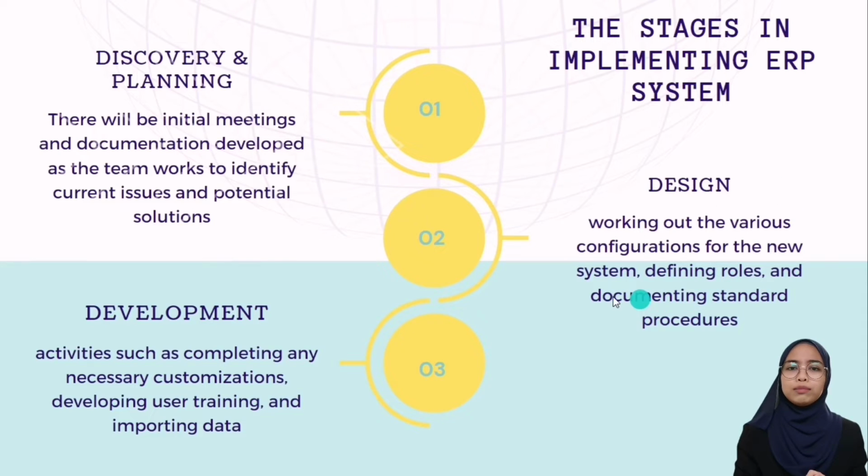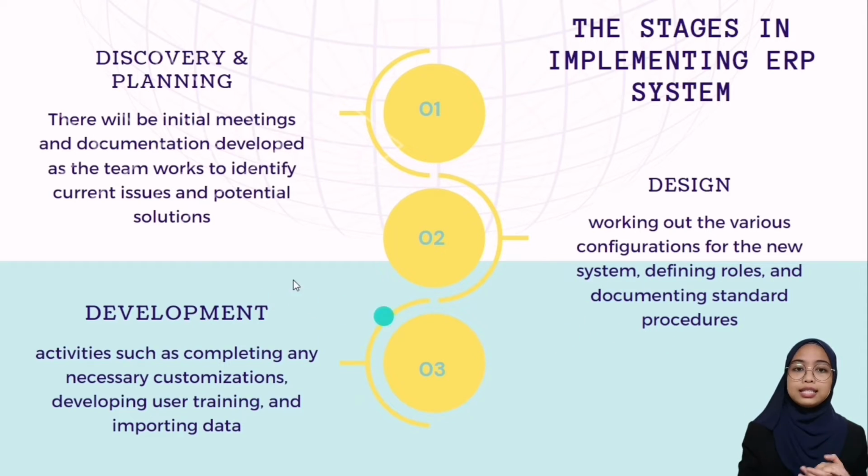We are not talking about painting the office or rearranging furniture. Instead, what will the new enterprise-wide system look like and how will it be used in the organization? In the ERP system design phase, the project team and implementation team will be working out the various configurations for the new system, defining roles and documenting standard procedures.